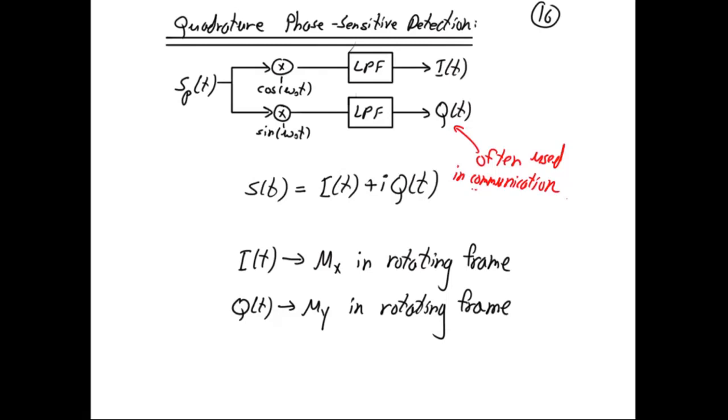So effectively, the quadrature phase sensitive detection is we take our signal, we multiply by cosine and sine, we do a low pass filter. The result of the cosine is the in-phase component. The result of the sine is the quadrature component. And then the signal that we get is I of t plus i, which is the square root of -1, times the quadrature component Q of t. Now, when we think of the I component, we can also think of it as the Mx component of the magnetization in the rotating frame. And the quadrature component, we can think of as the My component of the magnetization in the rotating frame.